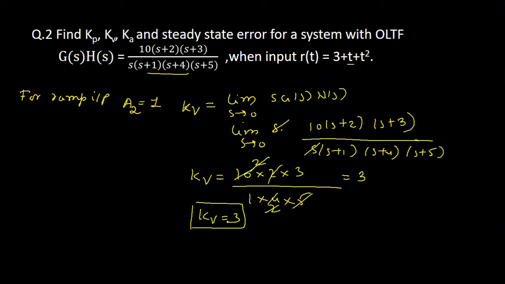So when Kv is given, steady state error ess2 will be equal to magnitude of the signal divided by Kv. So here the magnitude of the ramp signal is 1, that is A2 is 1. So 1 divided by 3, we will get ess2 is equal to 1 divided by 3.